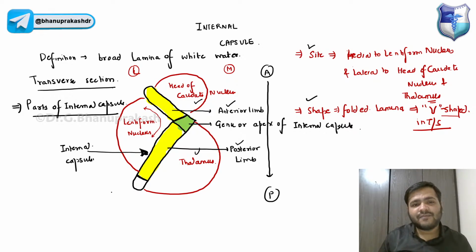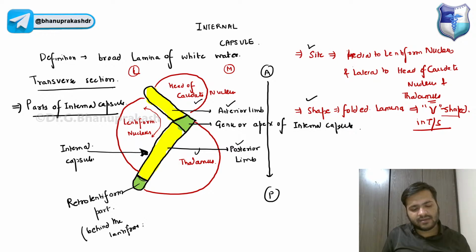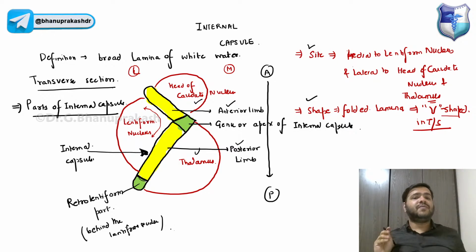Now guys, we have a part which is located very far back. This part of the internal capsule is called the retrolentiform part, which is behind the lentiform nucleus. So this part of the internal capsule is called the retrolentiform part. Remember, it is behind the lentiform nucleus.